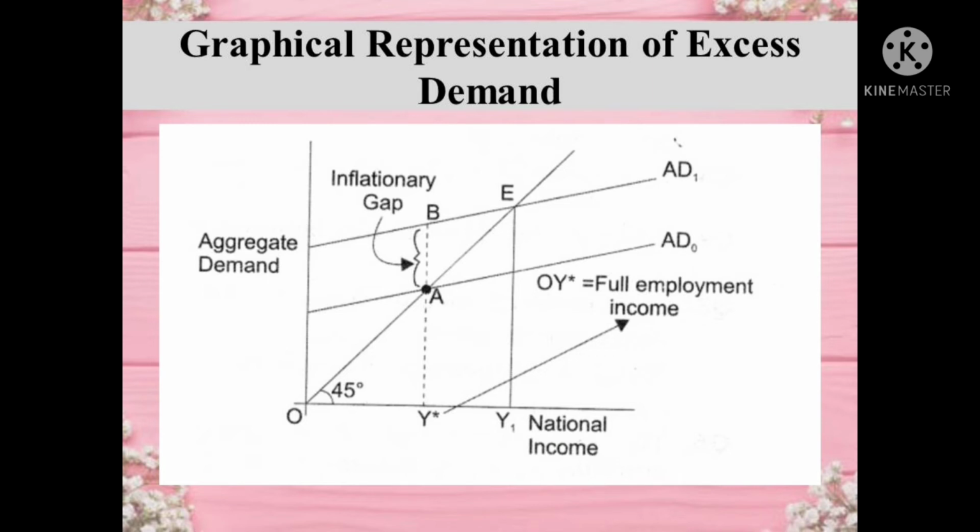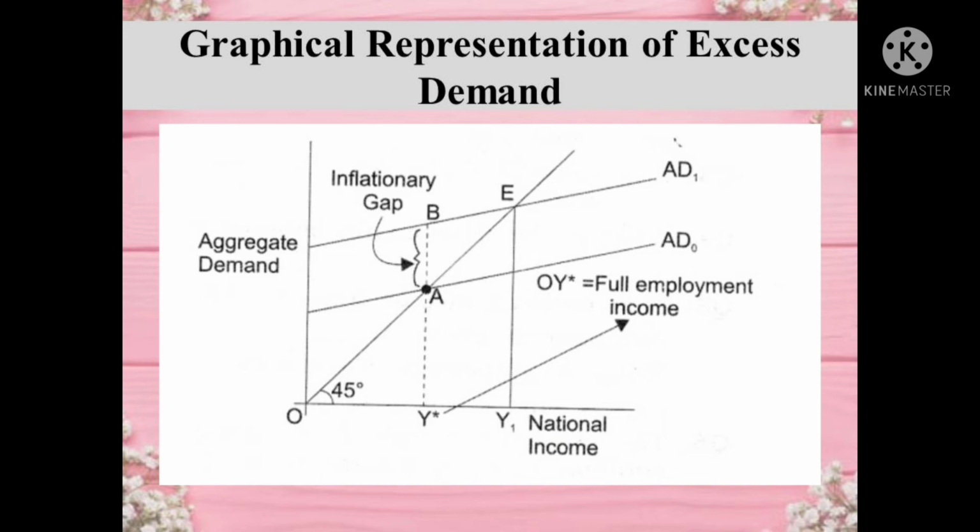So you see here in this figure, AD1 represents the current aggregate demand, whereas full employment aggregate demand is represented by AD0. And here, the inflationary gap is the gap showing excess of current aggregate demand over aggregate supply at the level of full employment. It is called inflationary because it leads to inflation.